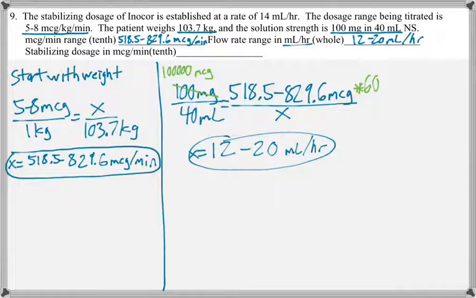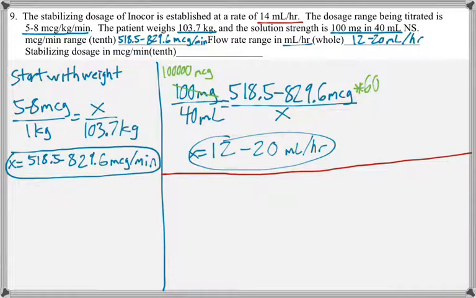So what that means is we start the machine at 12, and if that doesn't work, we bump it up to 13, and we keep increasing it until it works. And here, for this question, it works at 14 mLs per hour. So that's kind of our first check that we're doing this correctly, that 14 does lie within this range. And that's also where I'm going to start the second half of my problem. I want to find the stabilizing dosage in mcg per minute.